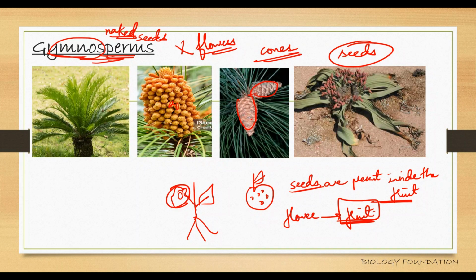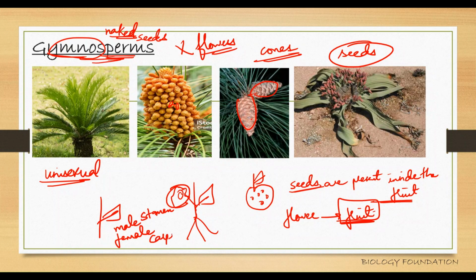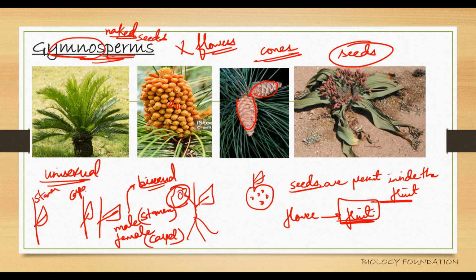Most of the gymnosperms are unisexual. What does this mean? If a plant has both male and female reproductive organs in the same plant, that means it has stamen and carpel in the same plant, then it is called bisexual. But most gymnosperms are unisexual. That means there is a male plant having the male reproductive organ and a female plant having the female reproductive organ.